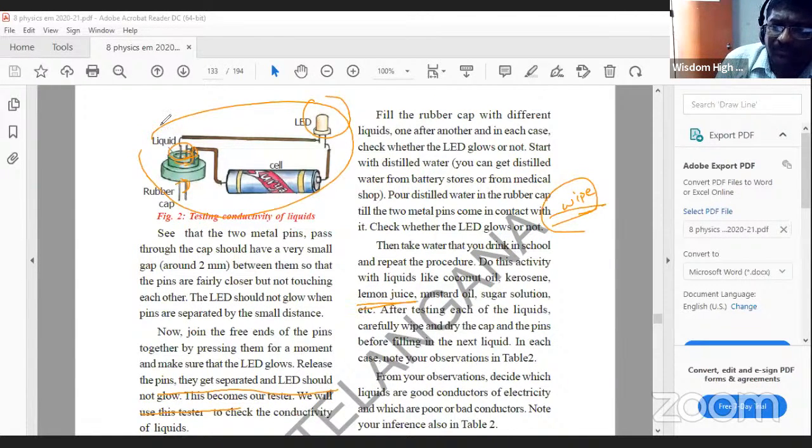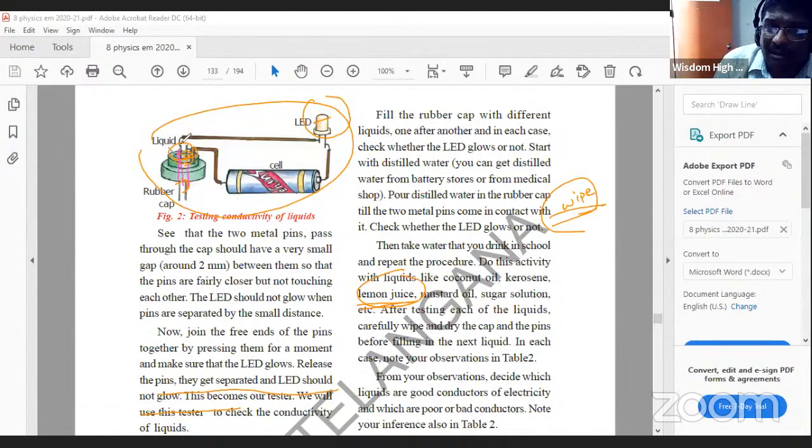Whatever we use first, for example lemon juice, at that time the bulb glows. If a small amount of lemon juice remains within the cap of the injection bottle, then when you fill with distilled water, the bulb still glows. Why? What is the reason? Lemon juice is already there. These two pins are wet with the lemon juice.